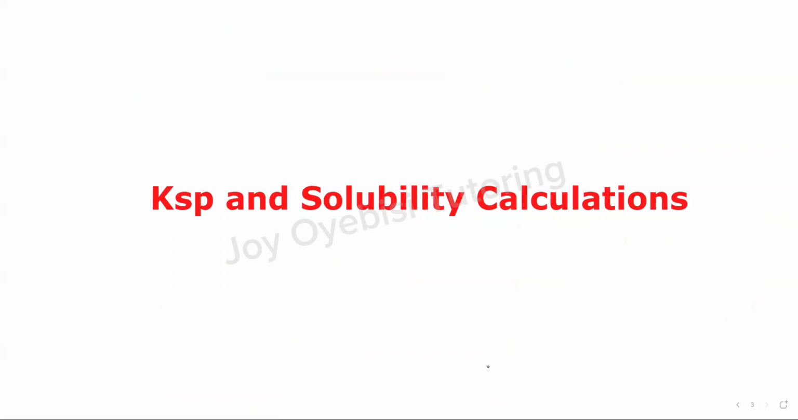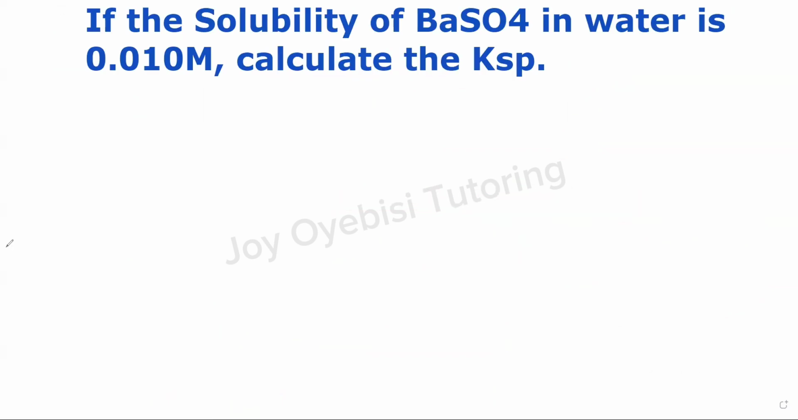In this video, I'm going to be showing you how to calculate Ksp from solubility and also solubility from Ksp. For this question, we're given the solubility of barium sulfate in water as 0.010 molarity. And they're asking us to calculate the Ksp.